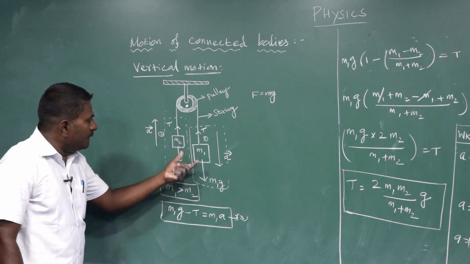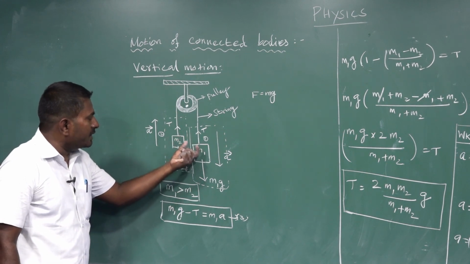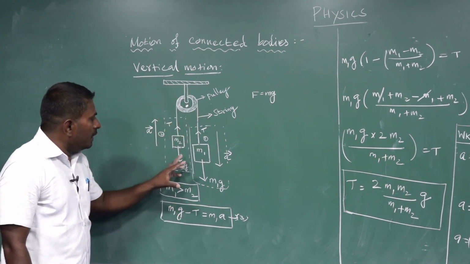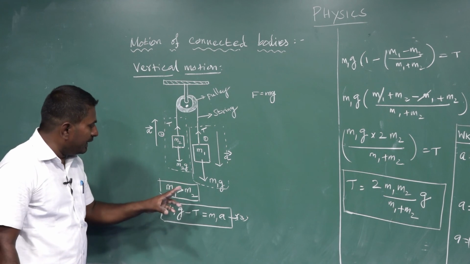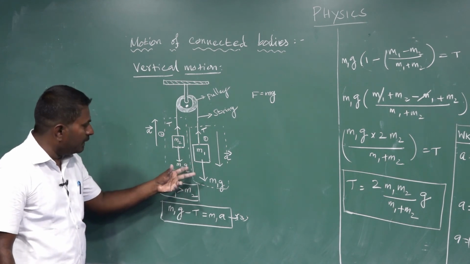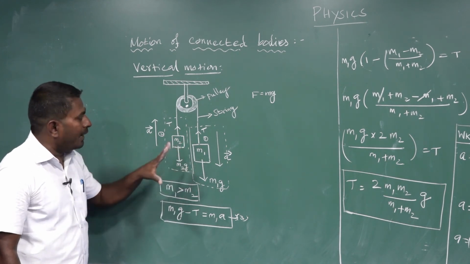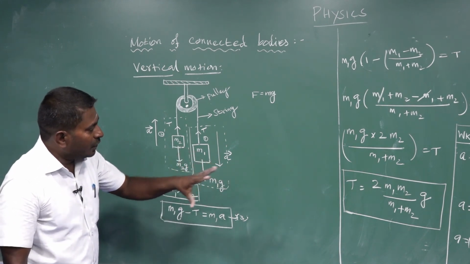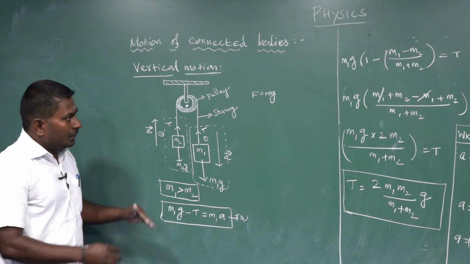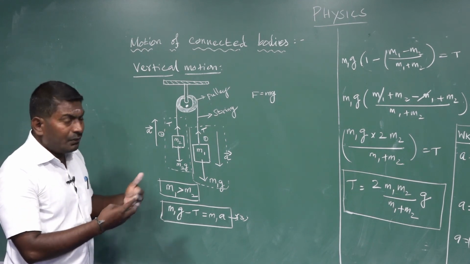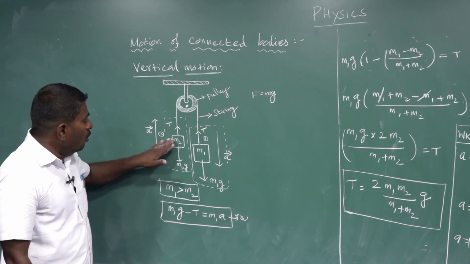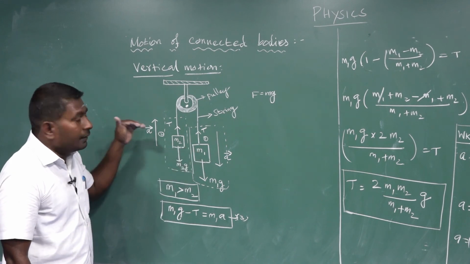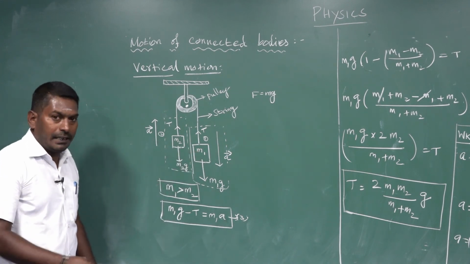So both blocks are connected by a light inextensible string passing over a pulley, and because of the difference in mass they experience different gravitational forces and accelerate. We found the acceleration expression, and we found the tension produced in the string. So next class we will discuss the motion of the block in the horizontal direction. We will see later. Thank you.